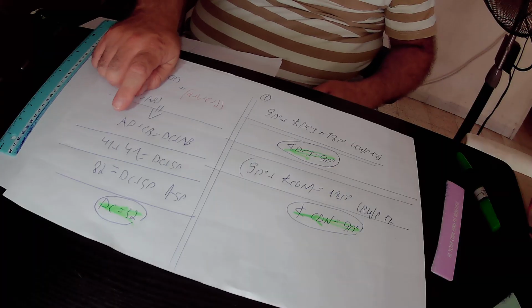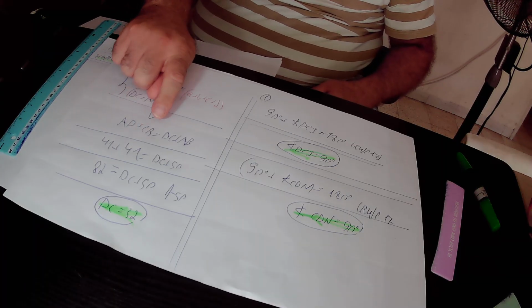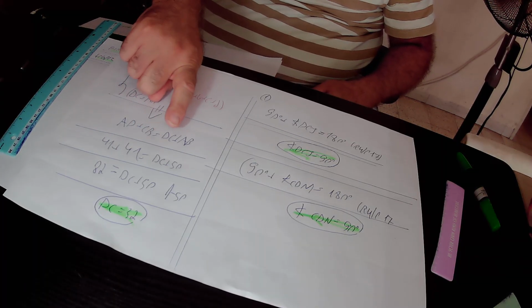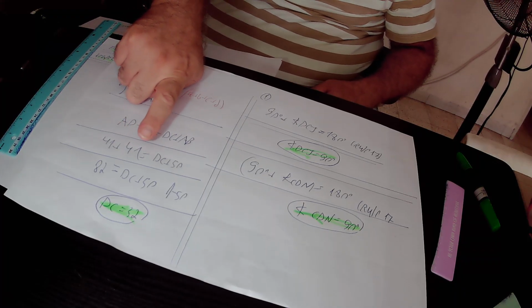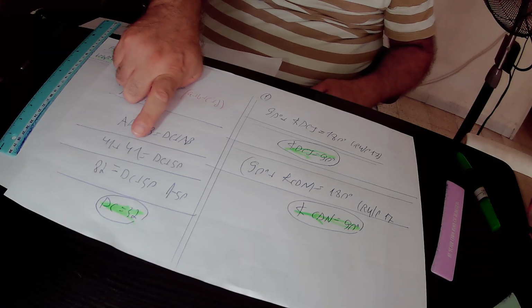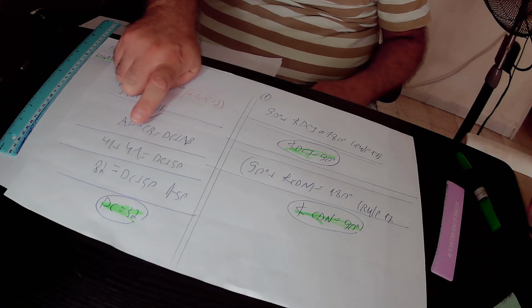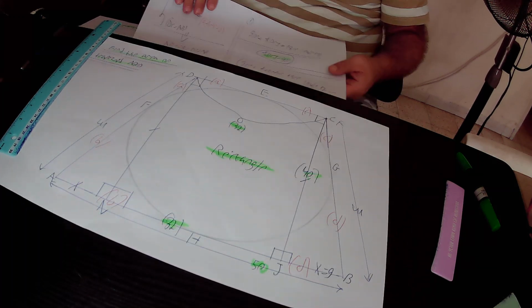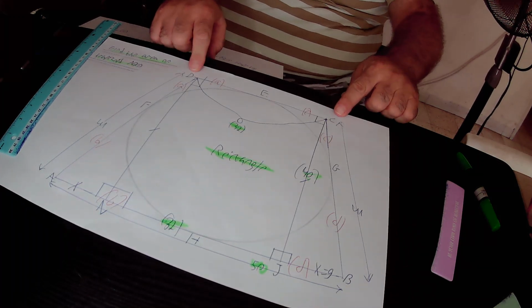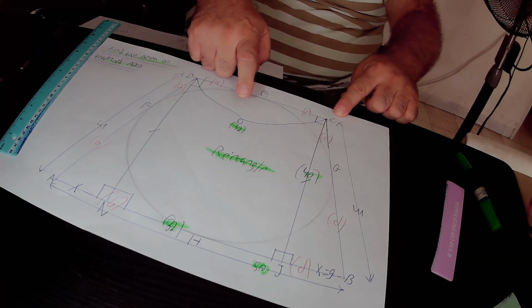AD is 41, CB is also 41, DC is the missing side, and AB is 50. 41 plus 41 is 82, which equals DC plus 50. If we subtract 50 from this equation, we find that the missing side DC equals 82 minus 50, which is 32. So the missing side DC equals 32 units in length.